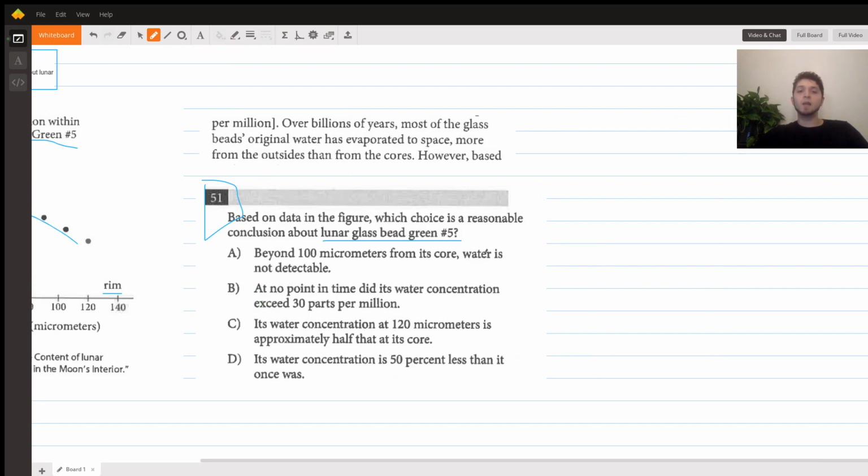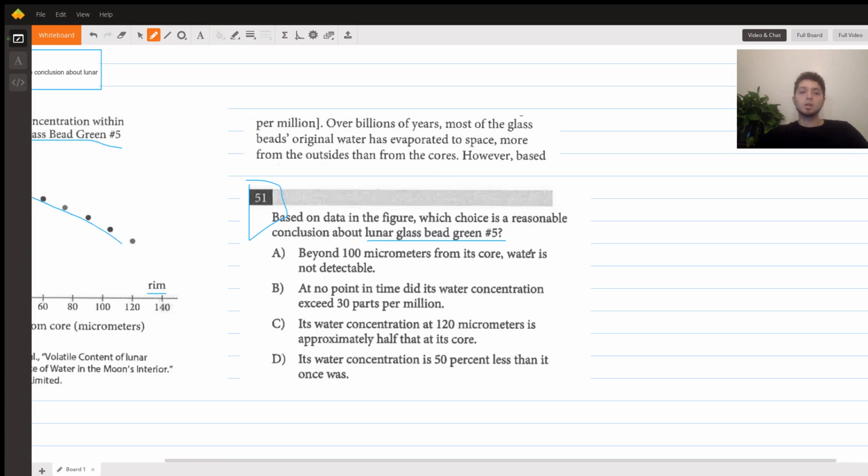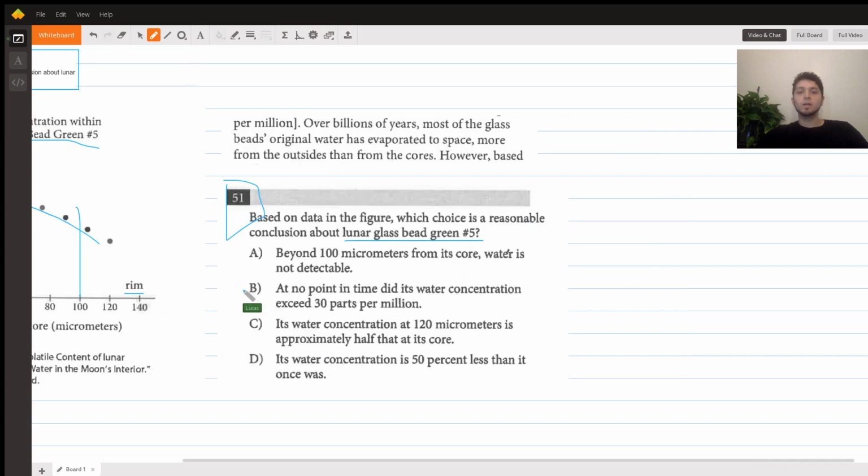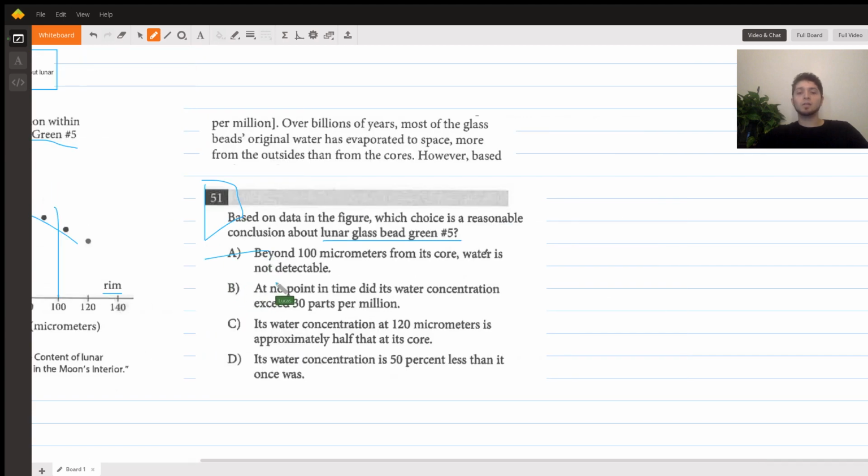So A says beyond 100 micrometers from its core, water is not detectable. So that is basically saying that if we go 100 micrometers from the core, up to here, we're not going to be able to detect any more water beyond that. But we see that that's not correct because we have observations here and observations here at about 120 all the way up to 140 or so. So for that reason, that's not a good answer choice.